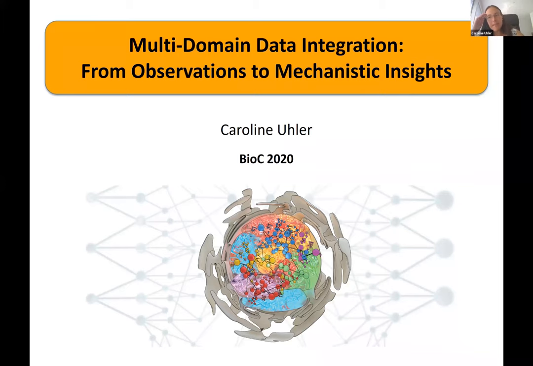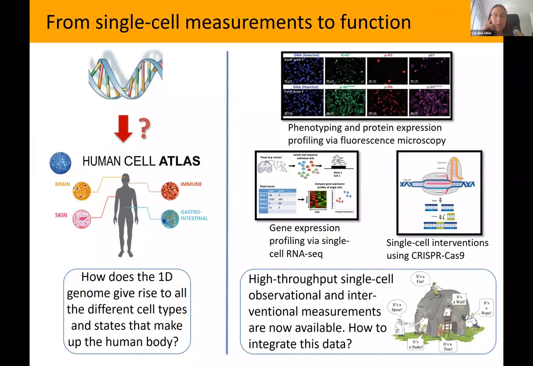Something that has really excited me over the last maybe 5 years or so is this question of how is it that we all have the same 1D information, namely the genome, inside each one of our cells, but we have this huge variety of different cell types and different cell states that make up our body. And what I think is really exciting is that nowadays with all the single cell technologies, we can actually look at these single cells in the tissue and outside of the tissue. We can look at them in terms of imaging, in terms of expression, and all kinds of different data modalities.